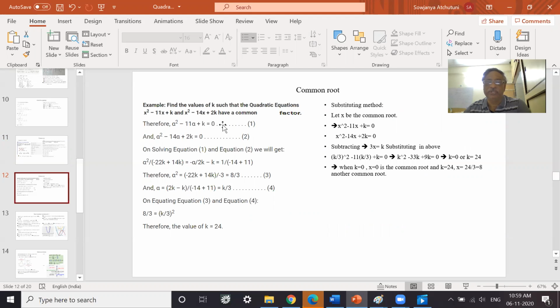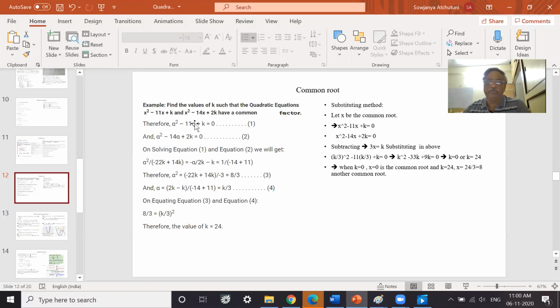Now we'll see the new process. Let x be the common factor. So I am writing these equations as they are equal to 0, because at this common factor, the common root, the y value is 0. Suppose I subtract from top to bottom, x square gets cancelled, I get 3x is equal to k. So when I substitute 3x is equal to k in the first one, x square means k by 3 whole square minus 11 into k by 3 plus k. When I simplify it, I am getting either k is 0 or k is 24.